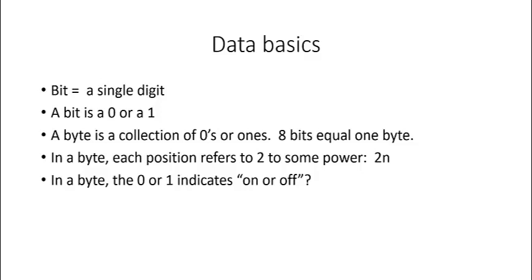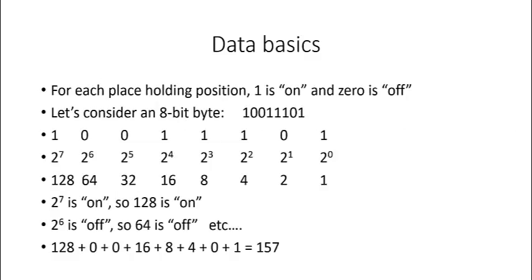One thing to know about computers is just at the most basic level, computers keep track of bits, and a bit is a single digit, and it's either going to be a 0 or a 1. And the 0 or 1 simply indicates whether something is on or off. And the way that this works is if you have a series of bits, and in this case we have 8 bits that form a byte, and that's pretty much the standard protocol.